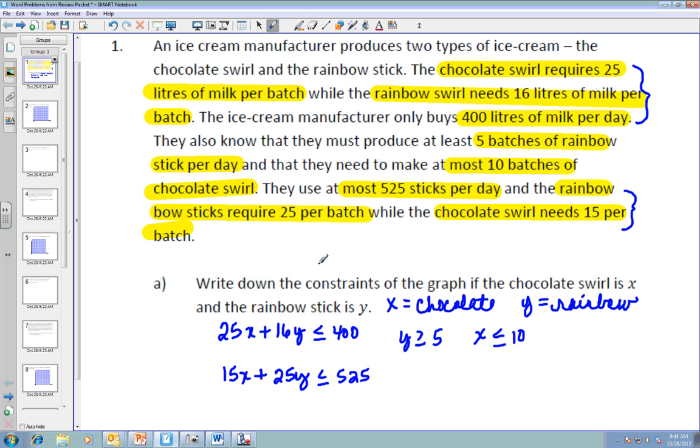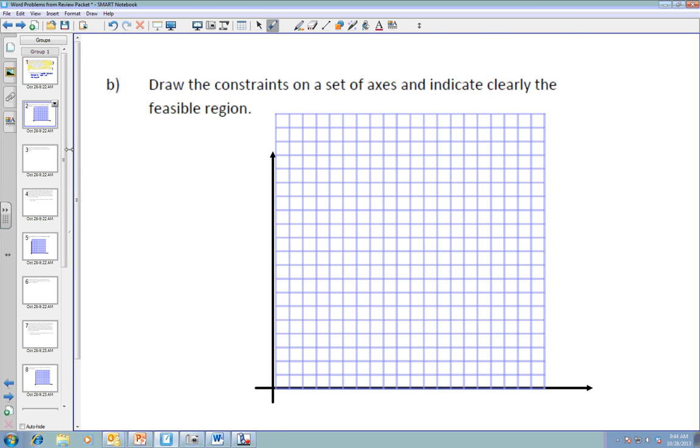Okay, so that's part A. Part B: draw the constraints on a set of axes and indicate clearly the feasible region. So first I'm going to rewrite what we wrote down in part A. I have 25x plus 5y is less than or equal to 400. Then over here I'm going to write the other one. I have 15x plus 25y is less than or equal to 525.